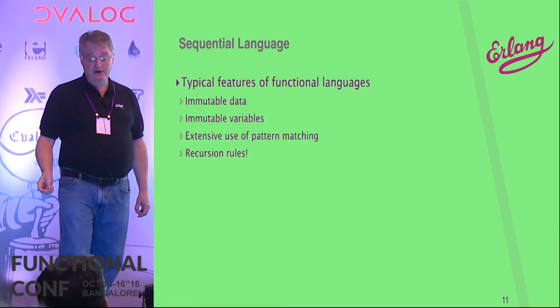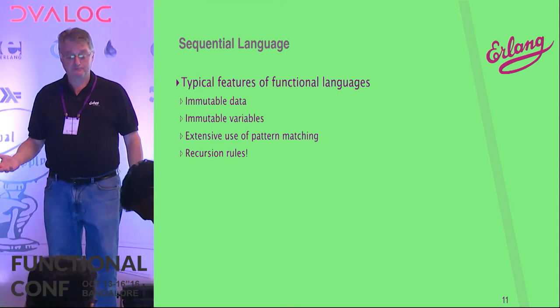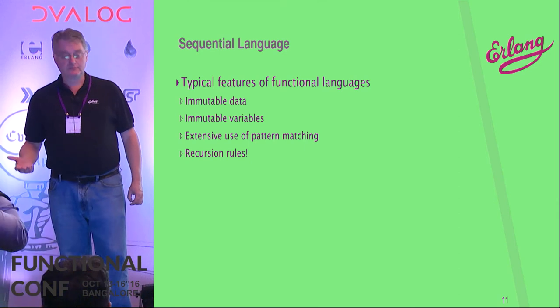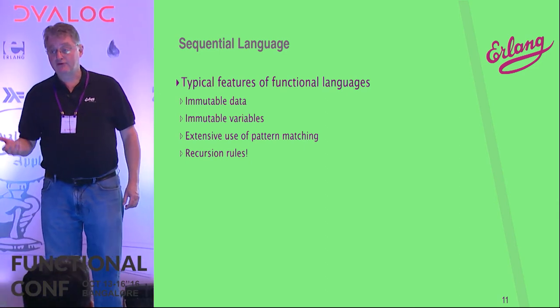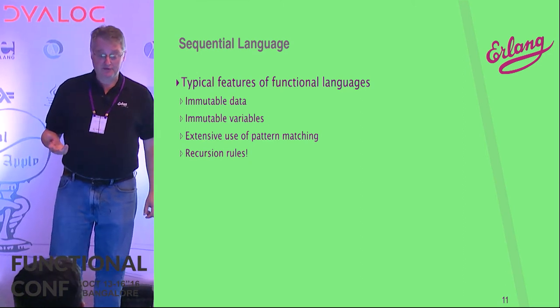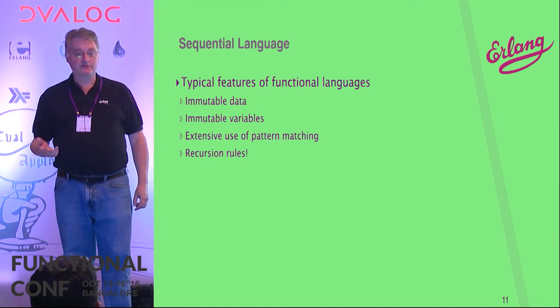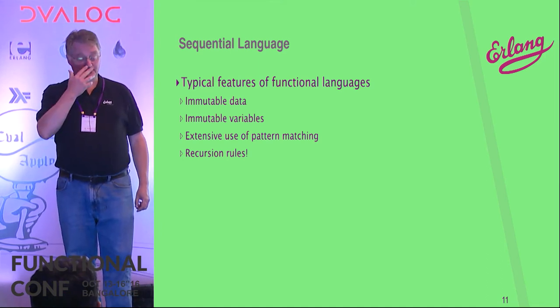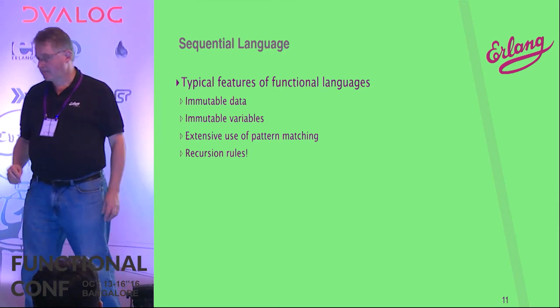It has also a bunch of typical features of functional languages. All data is immutable. We have immutable variables. They aren't really variables in that sense. We use pattern matching extensively for everything. And there are no built-in loops or anything like this; recursion rules. Again, this is very common to functional languages. There's nothing special about this. So the sequential language is quite straightforward in that sense.